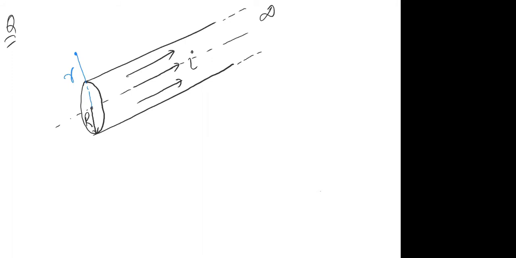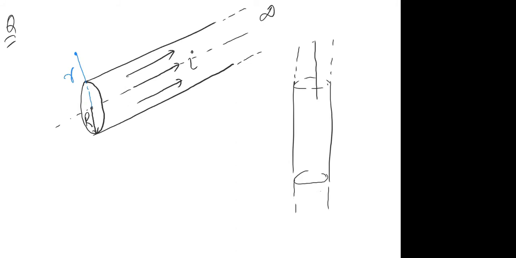If I draw this wire this way, if I show you this vertical diagram of this wire, this is an infinitely long cylindrical wire, right? And this is the axis of the wire.